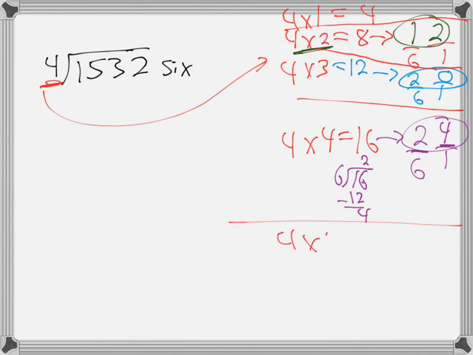So 4 times 5, 20, but we got to change that again into base 6. How many 6's? 3, remainder 2. That is a 20. 3 6's, 18, and 2 more. That's a 20. Now, so what I'm saying is, let me write a little blurb about what I'm saying.